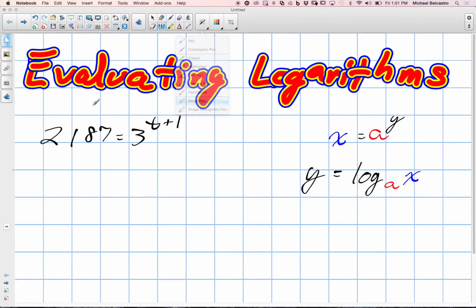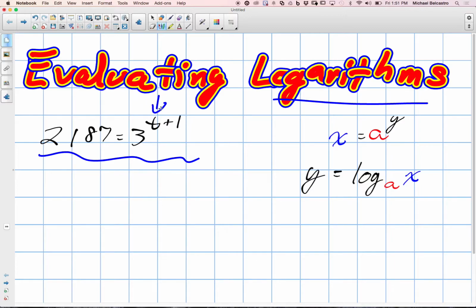We're going to look at evaluating logarithms. So this is actually exponential at the moment, okay? And we're going to look at solving for the value of t in this question. And we'll do it 2 or 3 different ways.